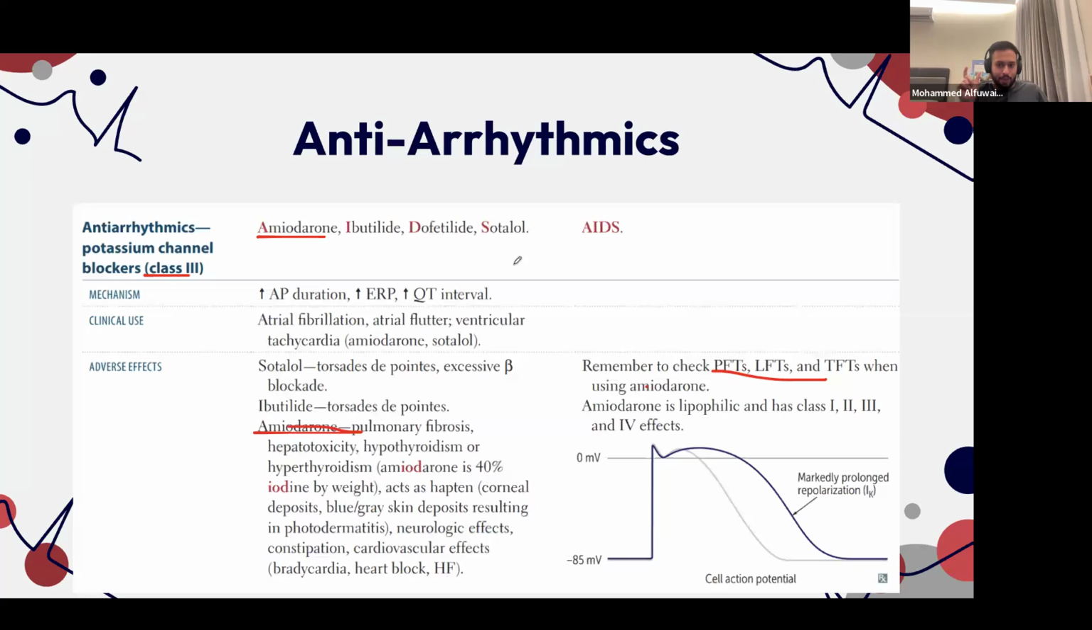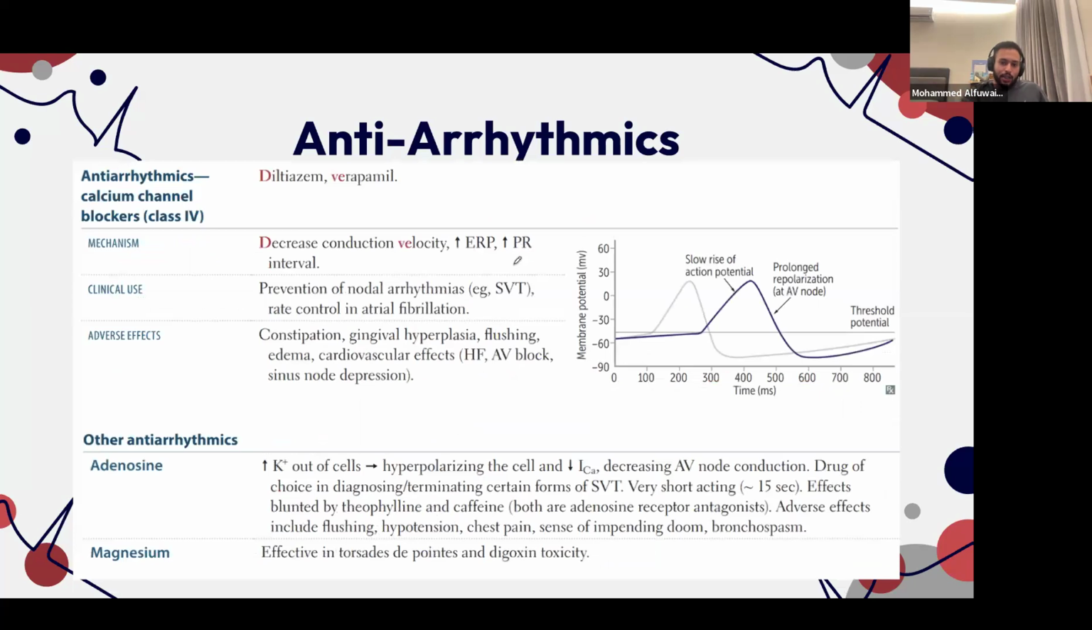QT interval, which can cause torsades, okay? Exactly. Good. Now, the last one is class 4, which is the non-dihydropyridine calcium channel blockers, diltiazem, verapamil. We mentioned the side effects, but it's similar to beta blockers, but it's not as potent. It's not as strong. That's it.